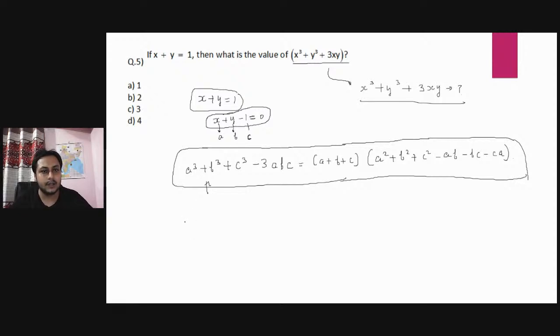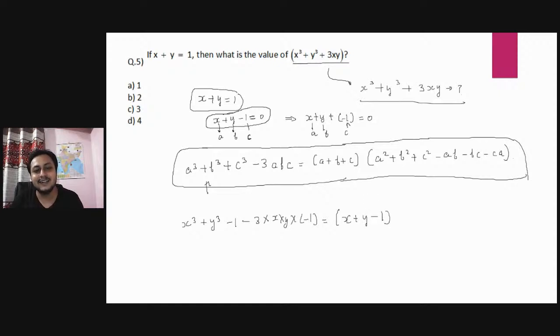So it comes out to be a cube means x cube, plus b cube means y cube, and c is minus 1. Basically it is like x plus y plus (minus 1) equals 0, meaning a is x, b is y and c is minus 1, right? a cube plus b cube plus c cube means x cube plus y cube plus (minus 1) cube, which is minus 1. Minus 3abc, that is 3 into x into y into c, and c is minus 1. Now some people must have seen it, right? And a plus b plus c means x plus y plus c, which is minus 1.